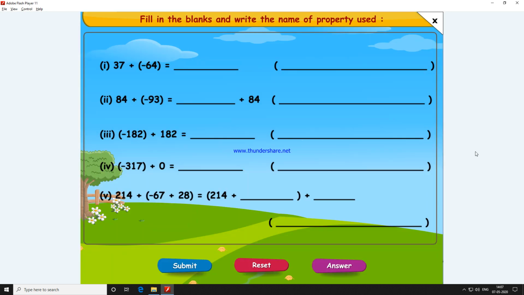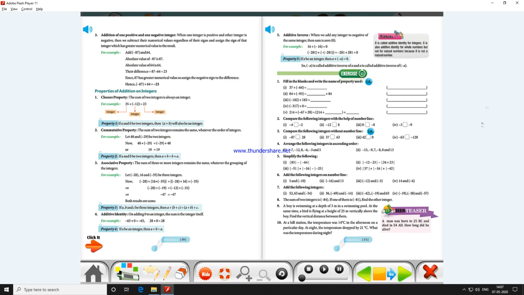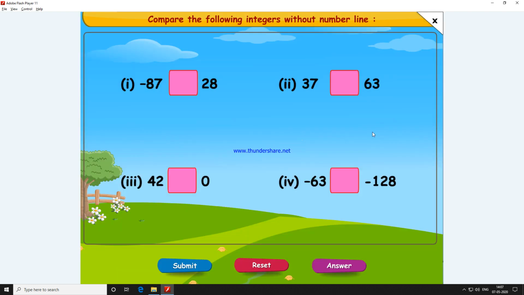Fill in the blanks and write the name of the property used. Compare the following integers without number line.